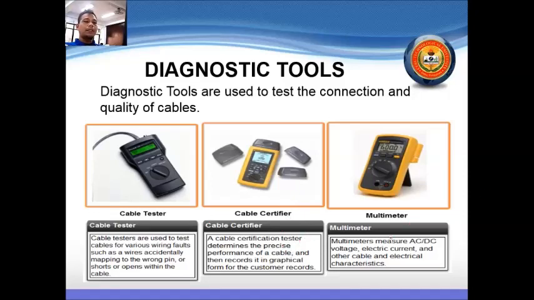And lastly, we have a multi-tester or multimeter. Multimeters measure AC, DC, voltage, current, electrical current, and other cable and electrical characteristics. Maybe you have already used the analog type of multimeter or multi-tester. This class is intended for power, like AC, electrical current, and other cable electrical characteristics. So, you use the multimeter to test or measure the voltage or the current or other characteristics of an electrical cable or communication cable.